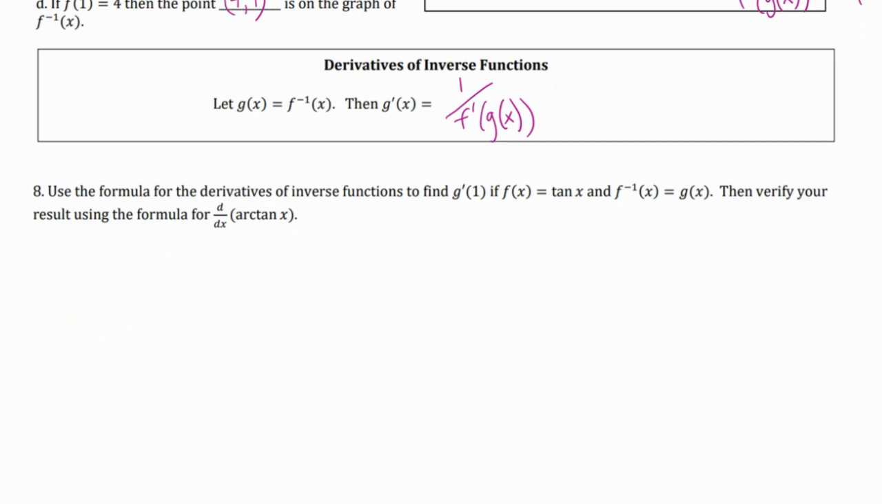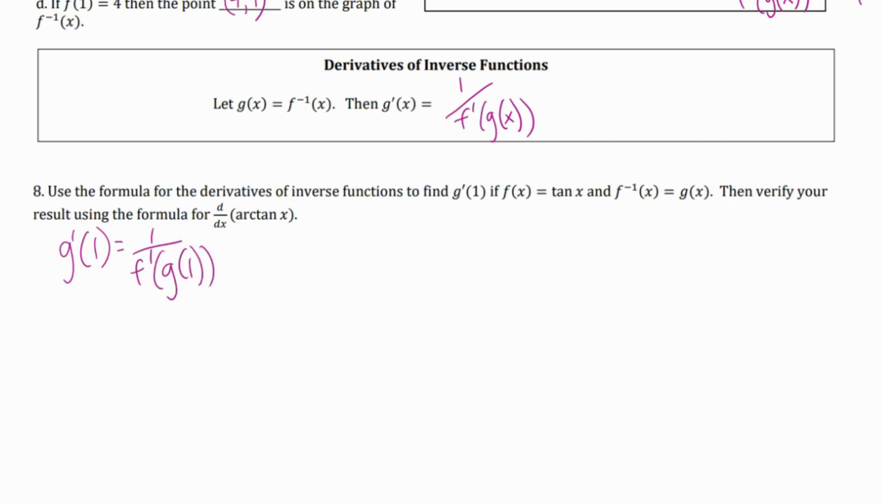So we already know what the result should be because we have our derivatives of inverse trig functions memorized, using the "s stands for square root and subtract, and the t looks like a plus sign" trick, all of that stuff. So what we're going to do now is show that that's true even with this formula. So we're going to find g prime of 1. So g prime of 1 would equal 1 over f prime of g of 1.